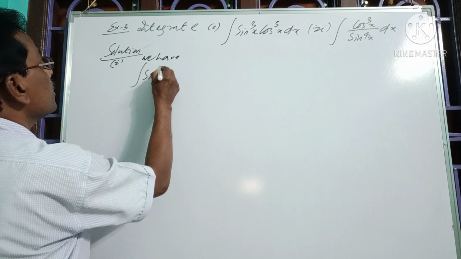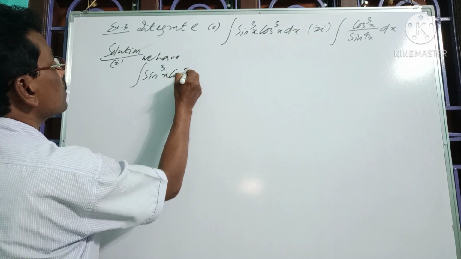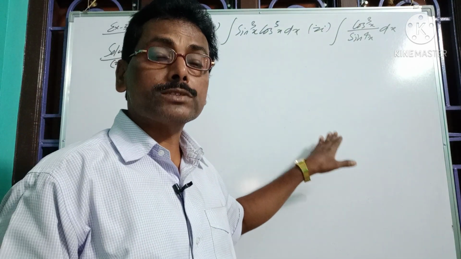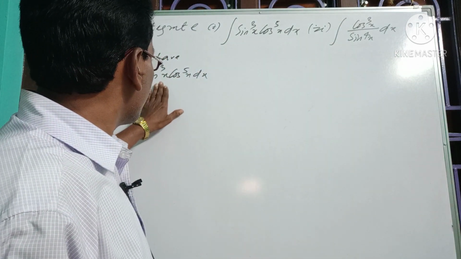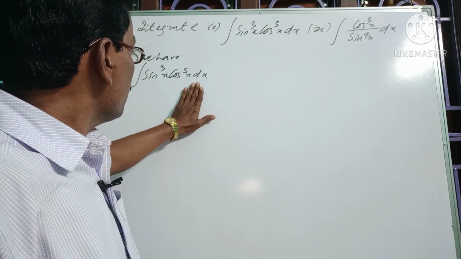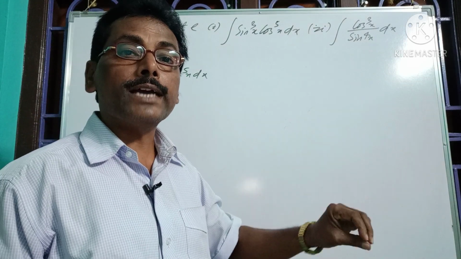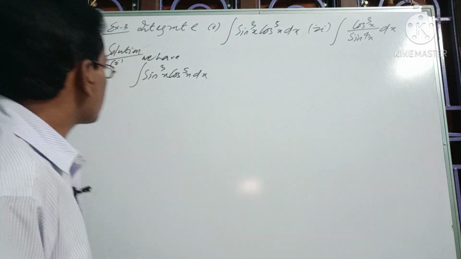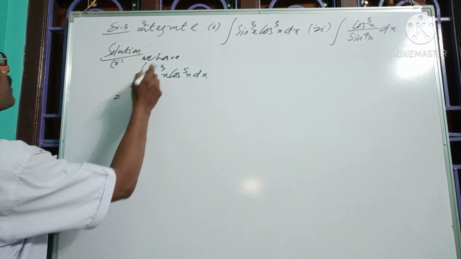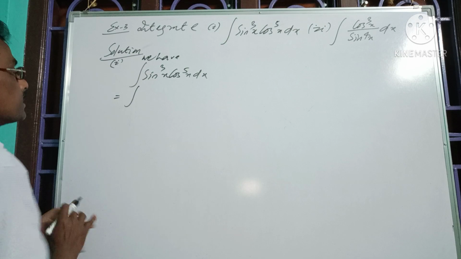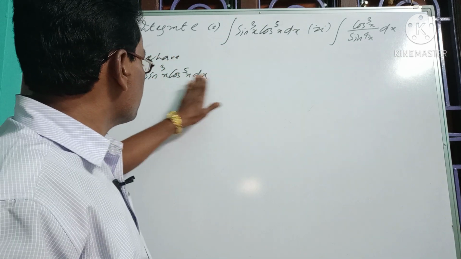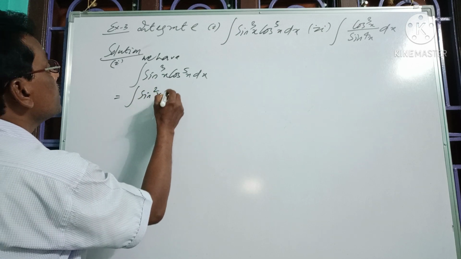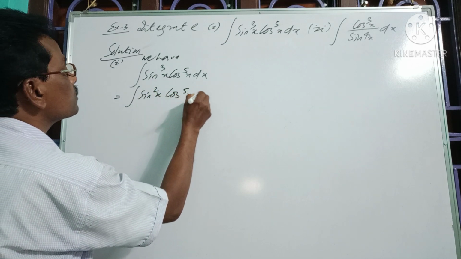the integration of sin cube x into cos to the power 5x with respect to x. Here the integrand contains sine and cosine functions, and both contain odd powers of sine and cosine. So in this process we can consider either sin x or cos x so that the integration is possible. So let us try to consider the sine function, that is, taking one factor out of sin cube x, it will give us sin square x into cos to the power 5x with respect to x.